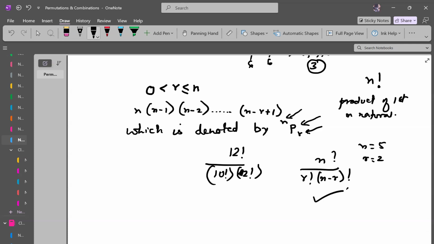And then in the next class, we'll do the derivation of the formula. Or we'll do the formula. Derivation is not necessary. We'll do the formula.